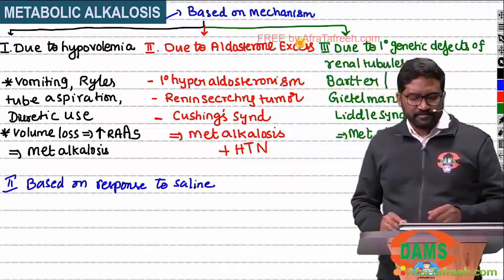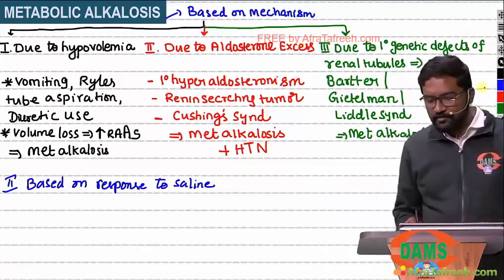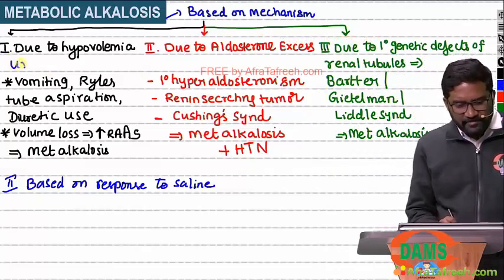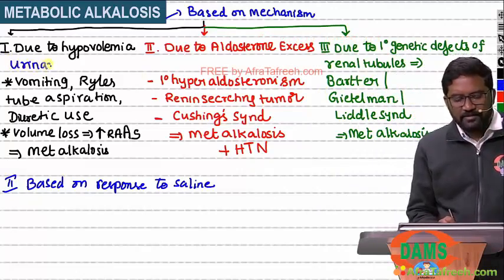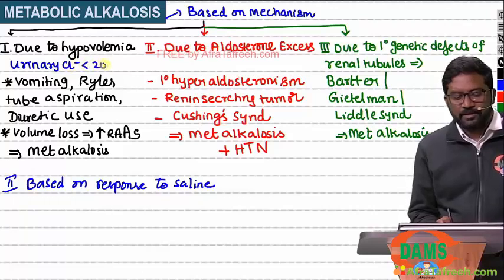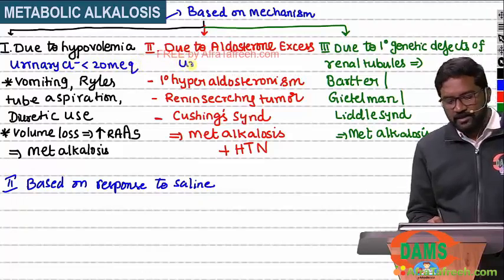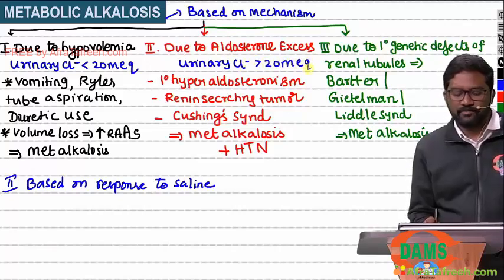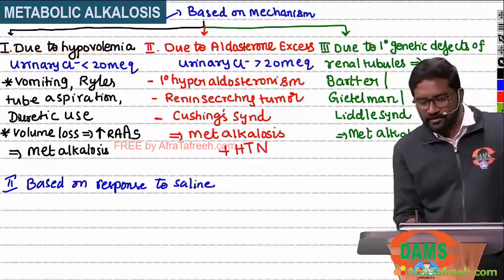So there is another parameter which will differentiate category 1 and category 2. Studies have shown that in category 1, urinary chloride level was found to be less than 20 milliequivalents. Whereas in category 2, urinary chloride level was found to be more than 20 milliequivalents. So what is the logic behind this?